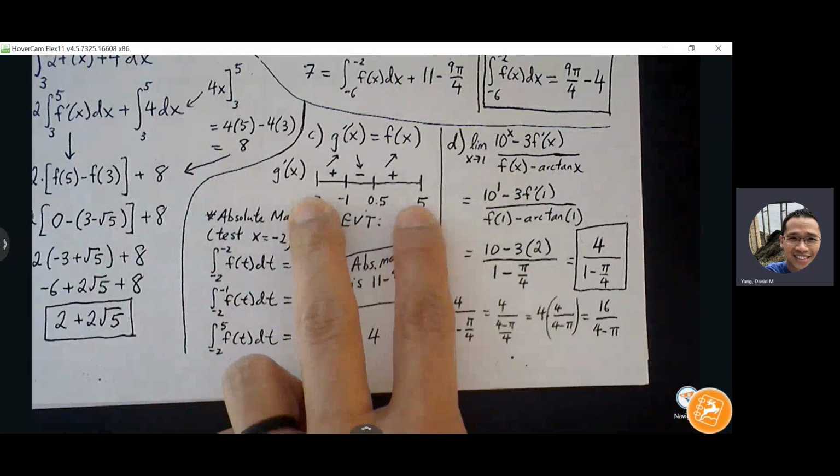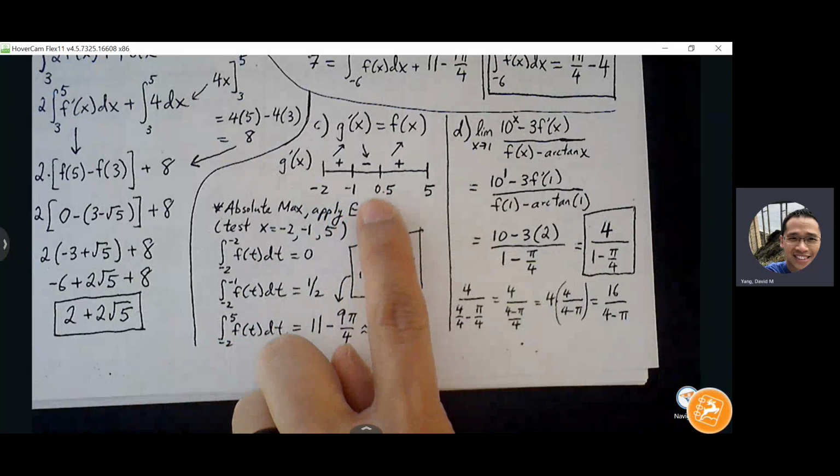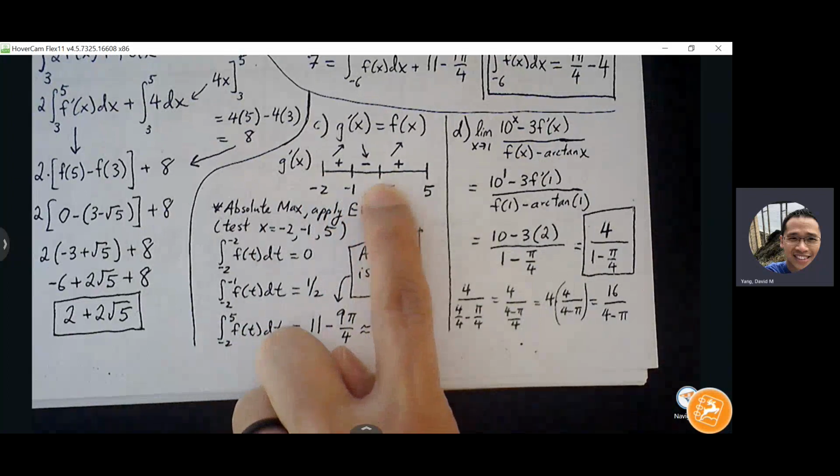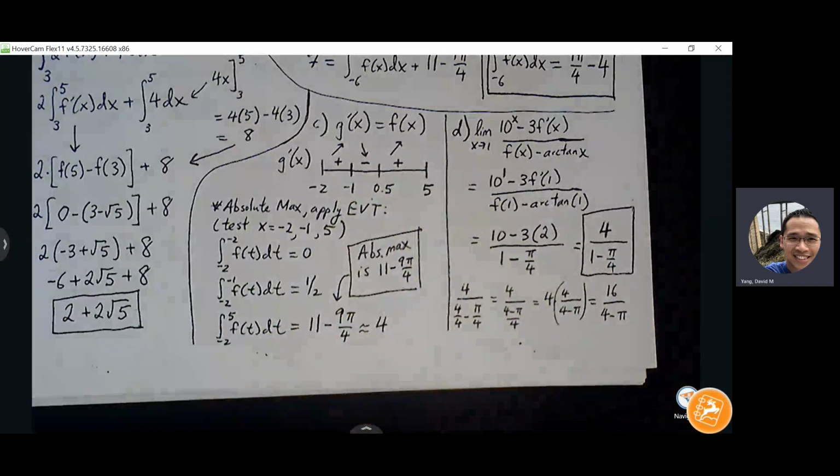So if I want to find the absolute max, I'm going to test my endpoints. I'm also going to test my -1. I don't have to test 0.5 if I don't want to, because it's a relative minimum. There's no chance that can be an absolute max.